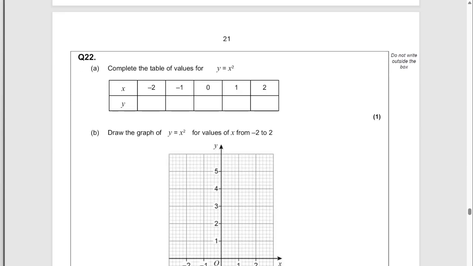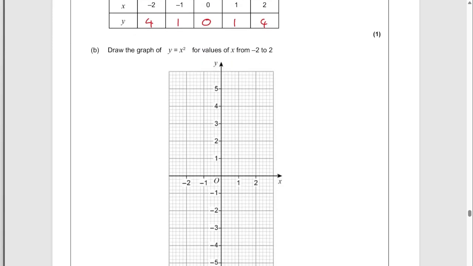Okay, question 22. Complete the table of values. So y is equal to x squared. So 0 squared is 0, 1 squared is 1, 2 squared is 4. I'm going backwards. Minus 1 squared is 1, and minus 2 squared is 4. So plot that: minus 2 and 4, minus 1 and 1, 0 and 0, 1 and 1, 2 and 4. We join them up with as smooth a curve as we can.